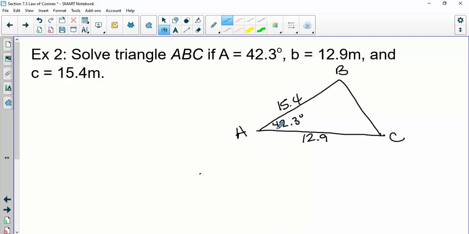Did I give you an angle and a side across from it? No. So we cannot do law of sines. So if I'm going to do law of cosines, what would I find first? Side A. So we can do A squared equals B squared plus C squared minus 2BC cosine of A.